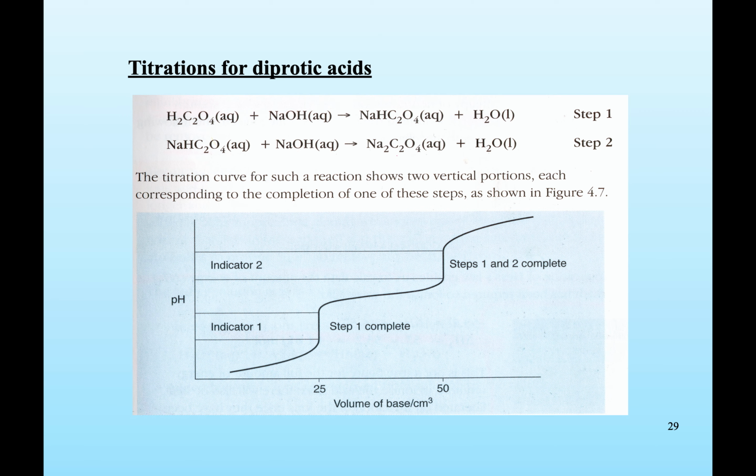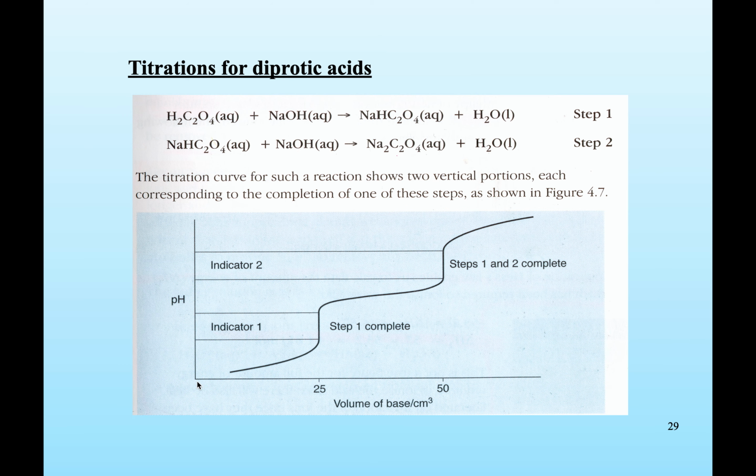Diprotic acids are a little bit more complex, and this sometimes comes up, but you just need to understand the overall process. So if we start with a diprotic acid like ethane dioic acid, oxalic acid, then there are two steps. There's a step to make this ion, or this compound first, okay? And then that continues to react with the sodium hydroxide to make the sodium ethane dioate.